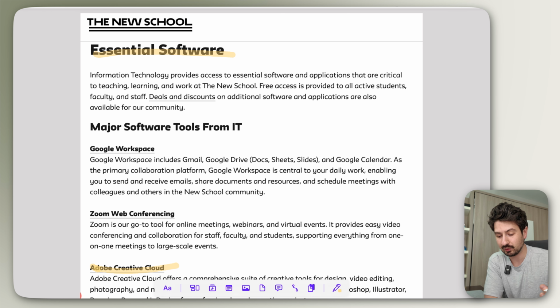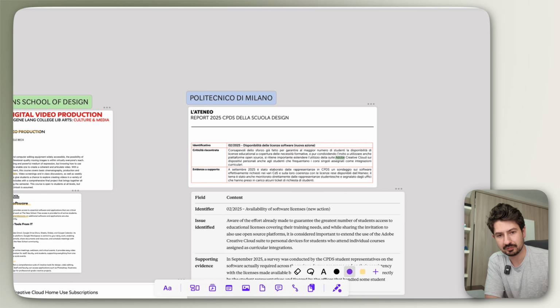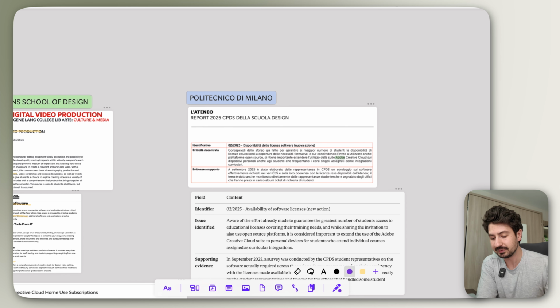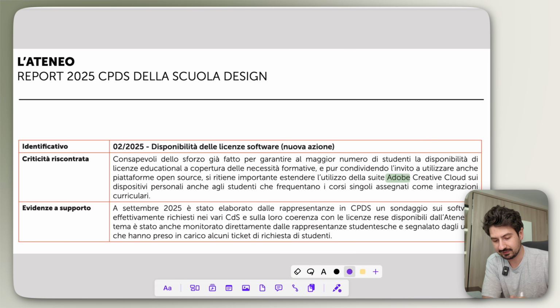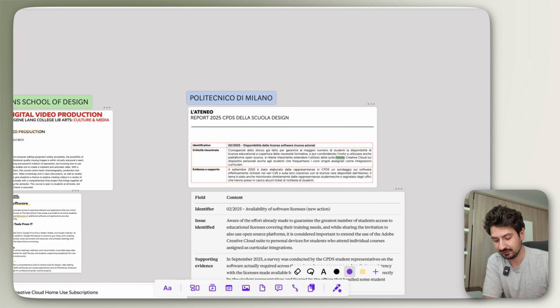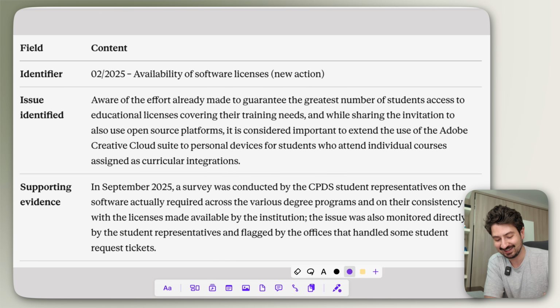I guess they require their students to have it, and they provide deals and discounts on that for some students and faculty. And then I also looked at a European school because Adobe is a global business. So this is a famous design school in Milan. Obviously, I don't think my audience is Italian and can read this, but I've translated it in Claude.